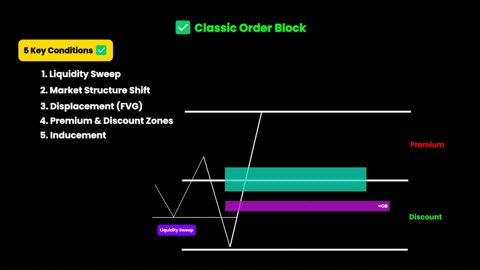Fifth, inducement. Before price comes back to test the order block, the market must trap retail traders. This trap is called inducement. It's very important because smart money never moves without shaking out weak hands. Only after inducement, when price returns to the order block, we take our entry. And that's where we usually see a strong move.